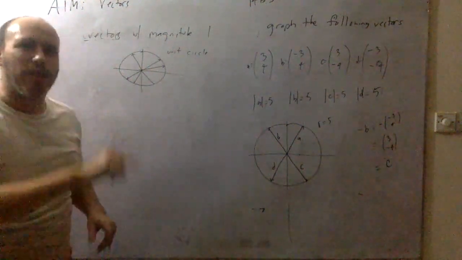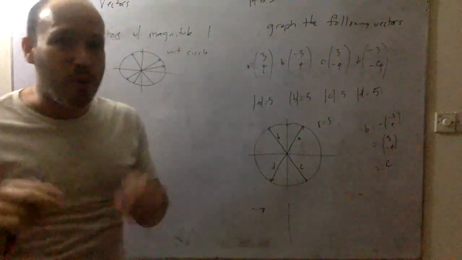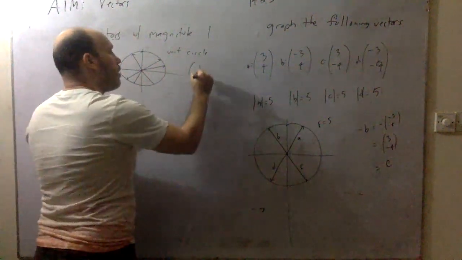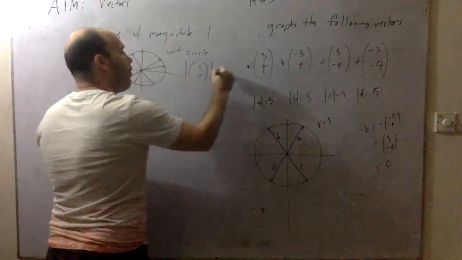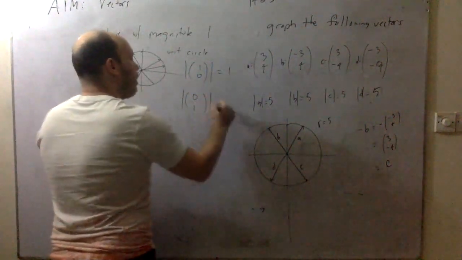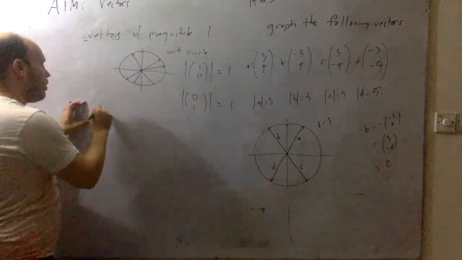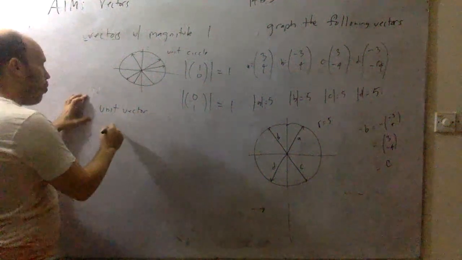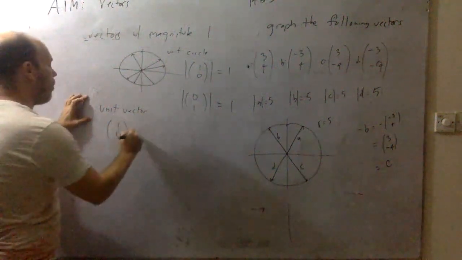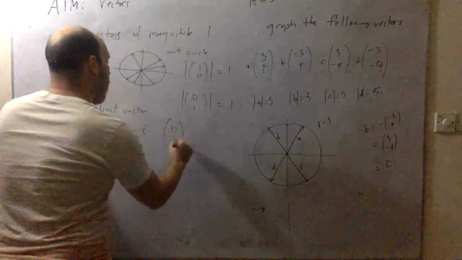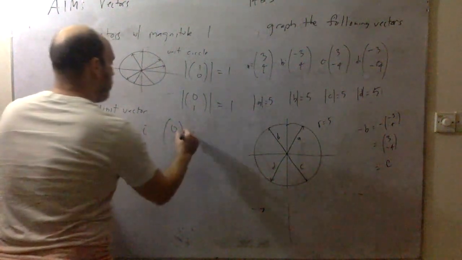But let's talk about the simplest ones. What's the easiest vector that we can think of that has magnitude 1? Well, 1, 0 has a magnitude of 1, and 0, 1 has a magnitude of 1. These are the unit vectors. And so we're going to call 1, 0 I, and we're going to call 0, 1 J.